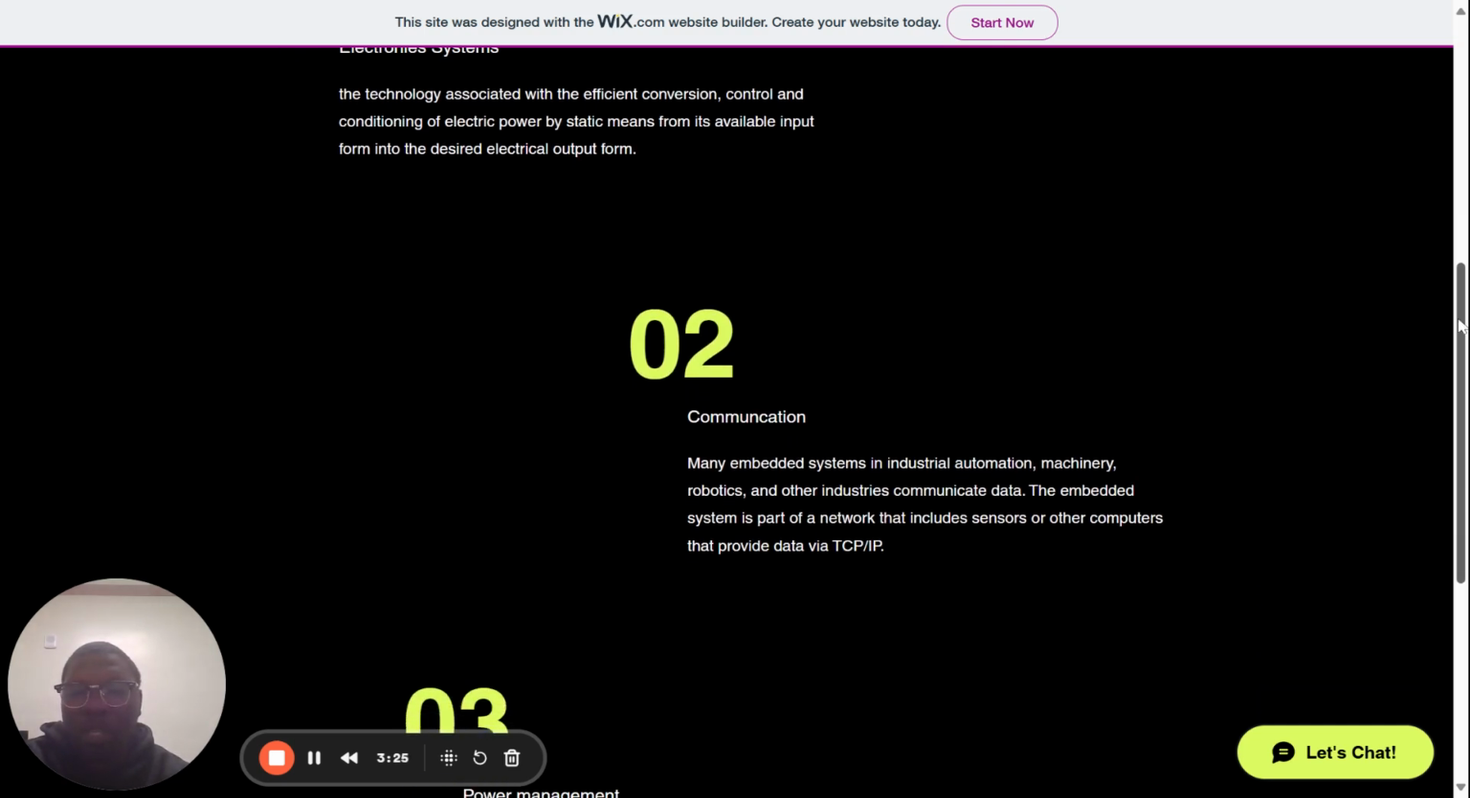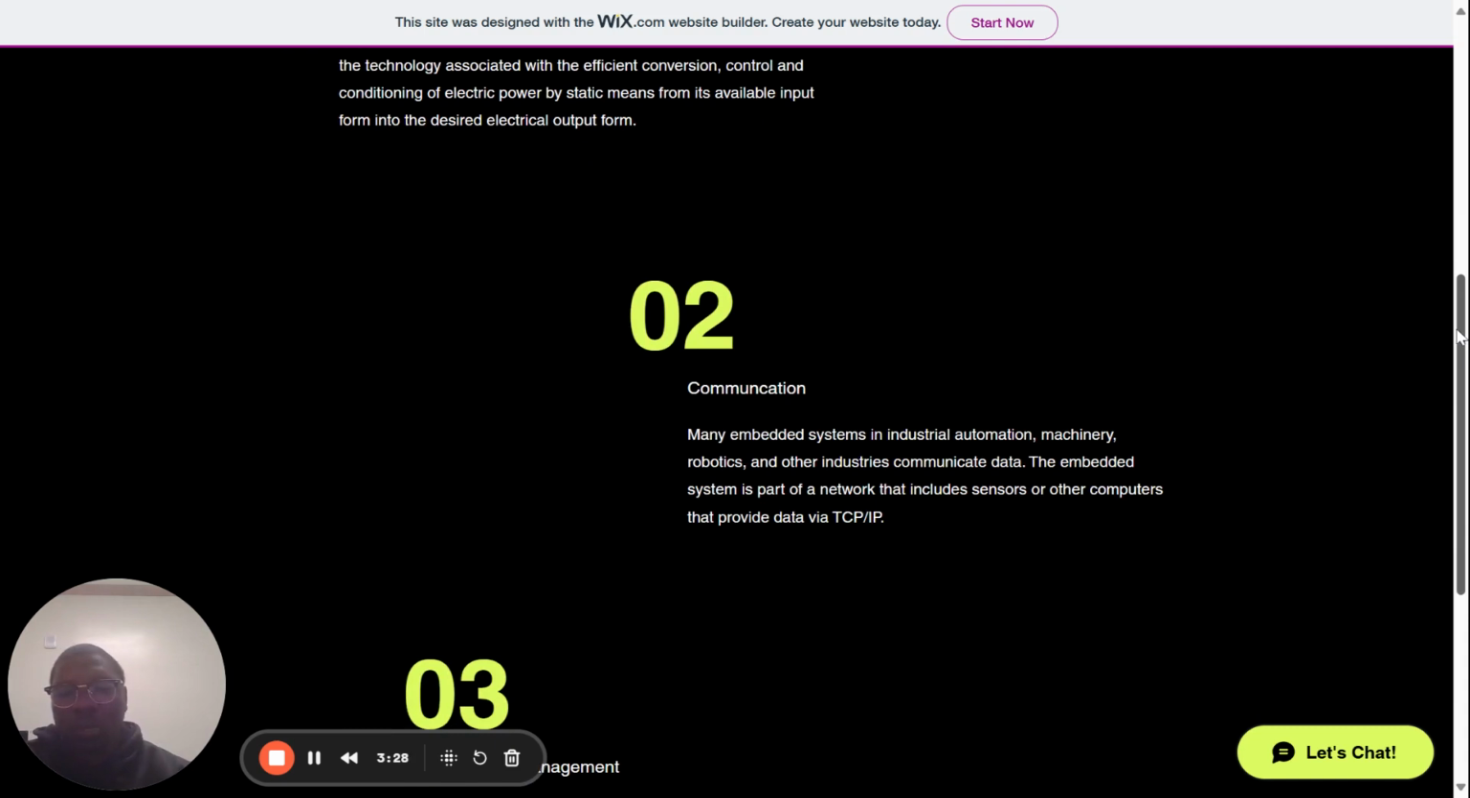Many embedded systems are used in industrial automation, machinery, and robotics, and communication is there. What communication does is that the only way for the embedded system to work as a team is that it must send data throughout the whole system to make sure the system understands that when it's time for you to go, you will go to the next step and then continue.